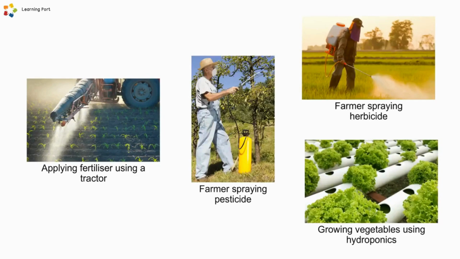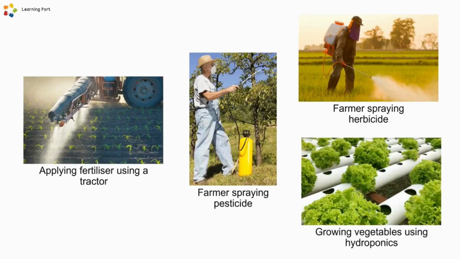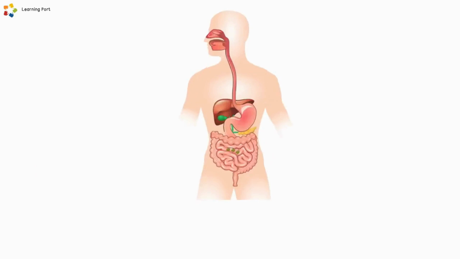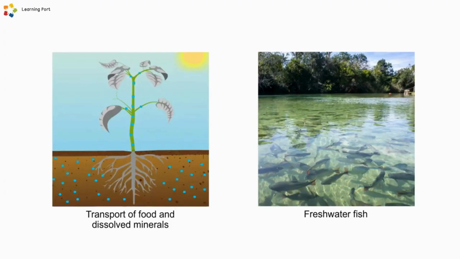Water is also important in agriculture. It is used to prepare liquid fertilizers, pesticides, and herbicides. In hydroponics, the roots of plants are immersed in solutions with dissolved minerals for easy absorption. Water is also important to all living things. Water dissolves and transports many substances in our body, such as digested food and waste products. Water also helps plants transport food and dissolved minerals. The dissolved oxygen in water enables aquatic organisms to live in water.